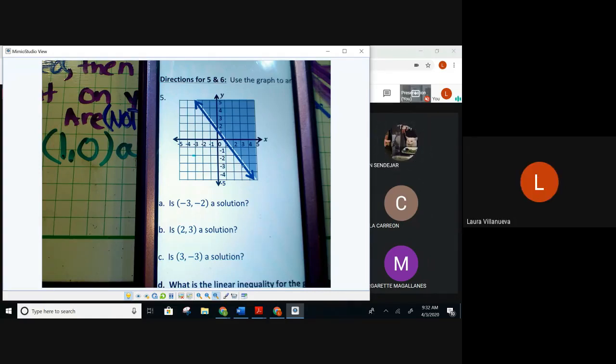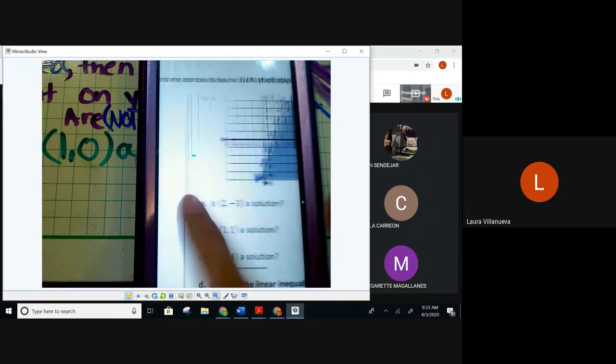That one's right on the line. So it is a solution because it's on the line, and because the line is solid. If the line would have been dotted, then it wouldn't have been a solution. All right, so let's see, there's another one here.